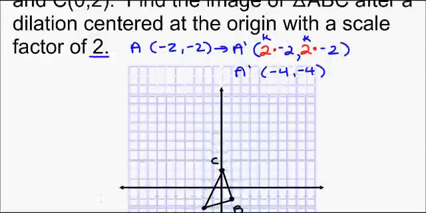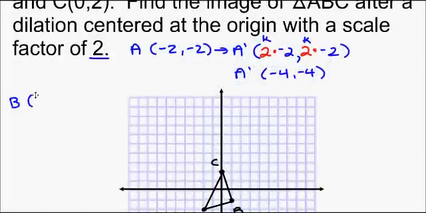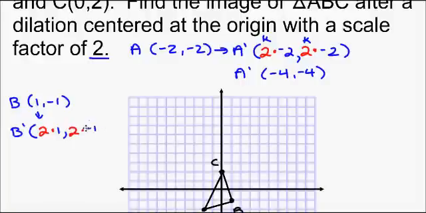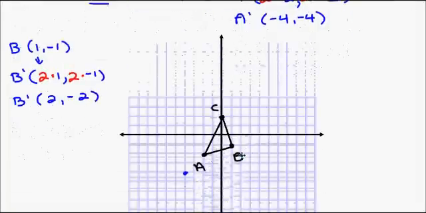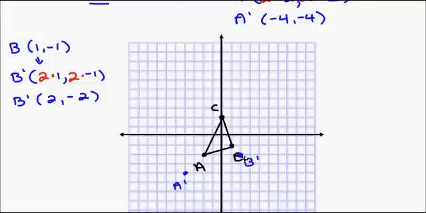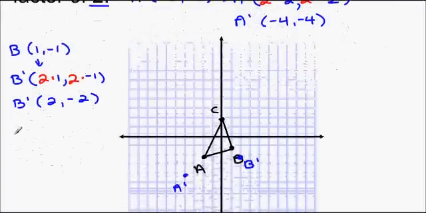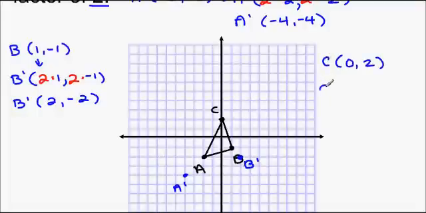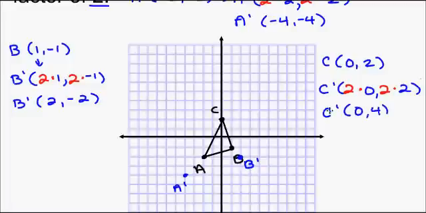Okay. B prime. So B is at 1, -1. B prime, we're going to have 2 times 1, comma, 2 times -1. So we have B prime at 2, -2. So we have A prime, B prime. Okay. And last, C prime. So C is at 0, 2. C prime, going to have 2 times 0, comma, 2 times 2. So we have C prime is at 0, 4. That's a little off.